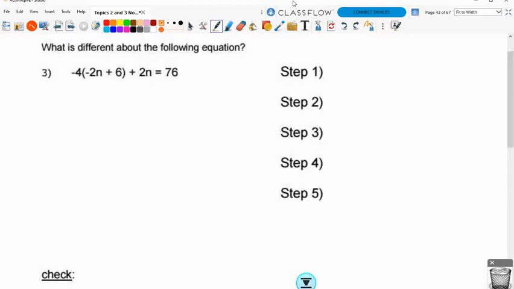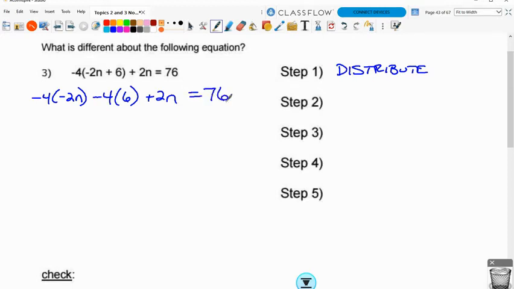Okay, since I have a number multiplying items that are in parentheses, step number 1, the first thing I'm going to have to do is distribute. I'm going to use the distributive property first. So the negative 4 is going to multiply both of the terms in parentheses. So I'm going to do negative 4 times negative 2n, and then minus 4, because that's a negative 4, times positive 6. And then I'm just going to bring the plus 2n down. The negative 4 is not multiplying the 2n at the end because it's not in parentheses. And then again, equals 76.